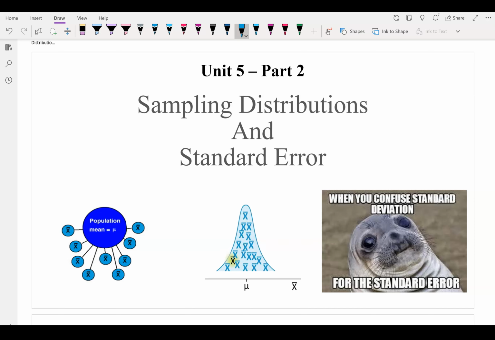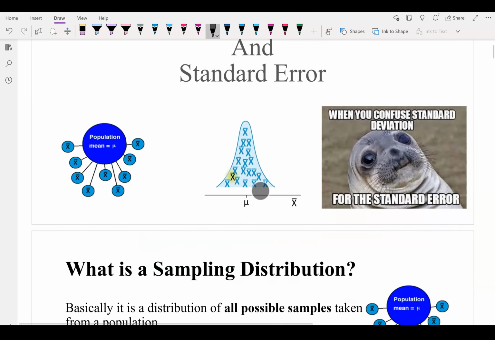So I put this little meme here. Standard deviation and standard error often get confused. Standard deviation is when we're dealing with individual pieces of data. Standard error is when we're dealing with groups of data or samples. But it will become more clear as we go through this.